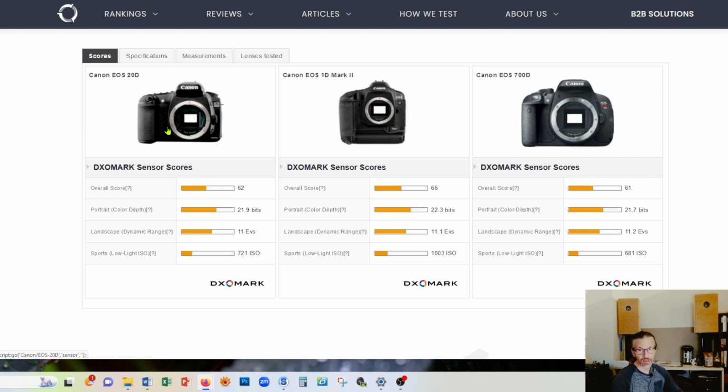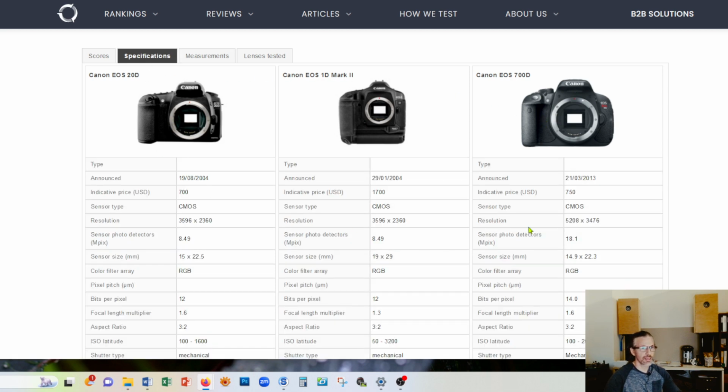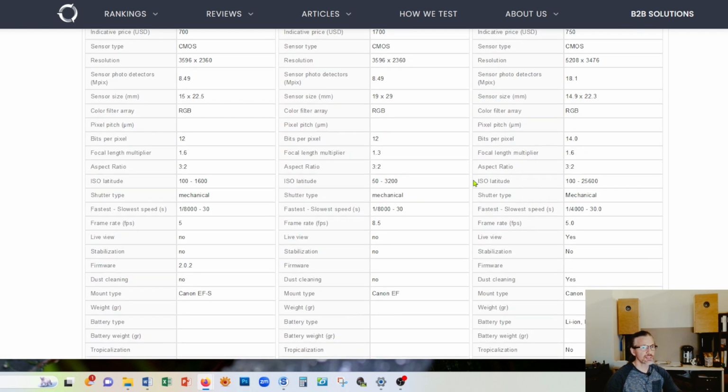However, when you read those things, there's another feature. When you look at a camera, let's say the 700D, in the specifications it will list the available ISOs. And you see for the 20D it's only 1600 ISO, but actually that's not entirely right, because you can expand even the 20D to 3200 ISO. So this thing is wrong here, because it also goes to 3200 just like the 1D Mark II.